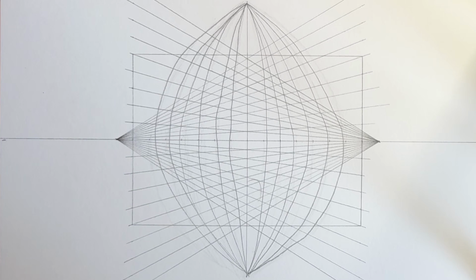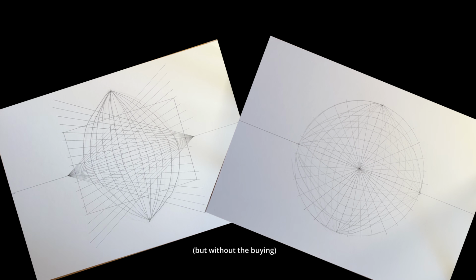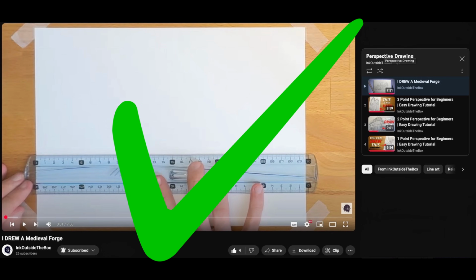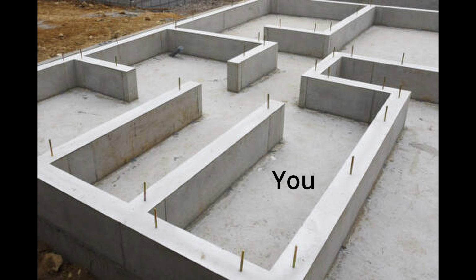Welcome back everyone. In today's Tutorial Tuesday, we'll be looking at 4 and 5 point perspective. It's buy one get one for free, but without buying. We have done linear perspective. You get the basics. You have a strong foundation. Now let's build on that.